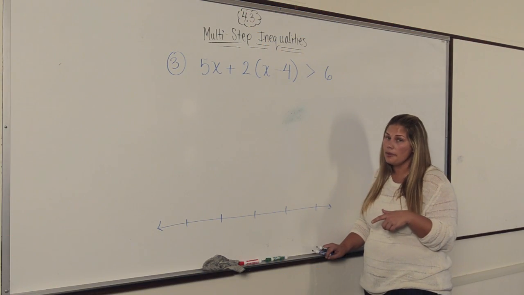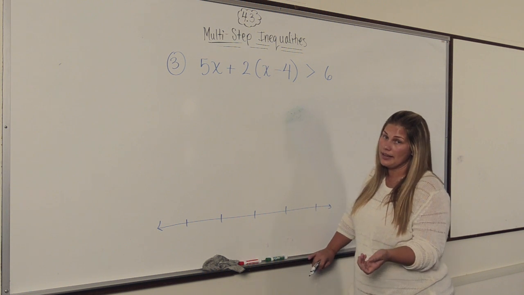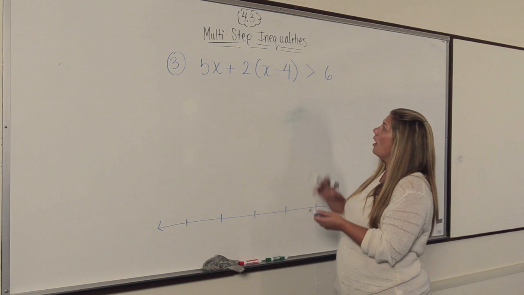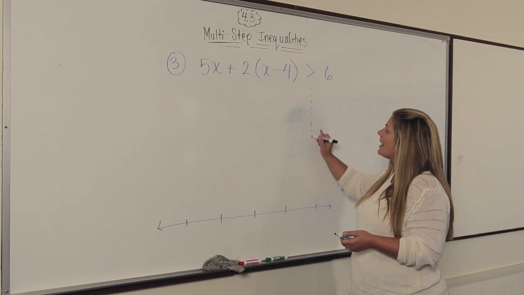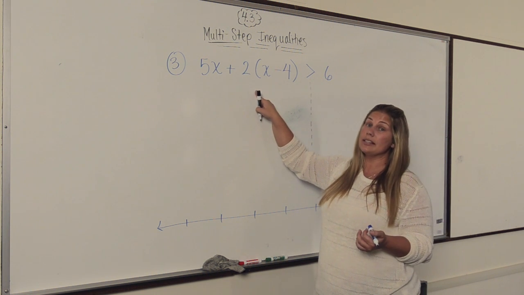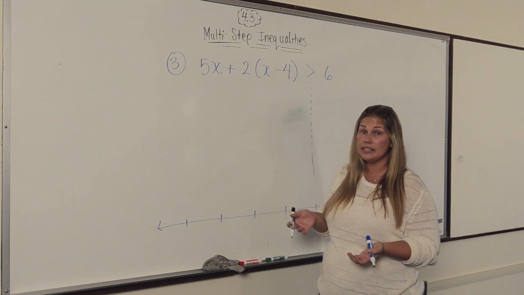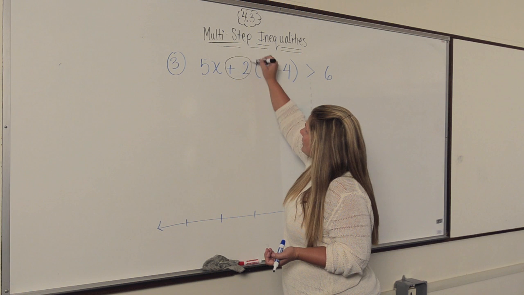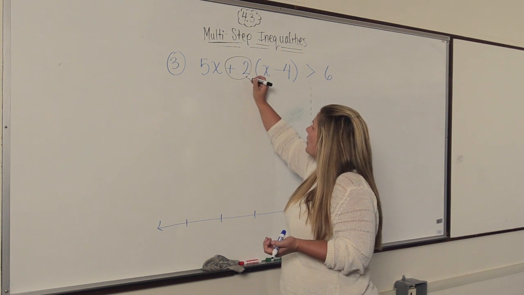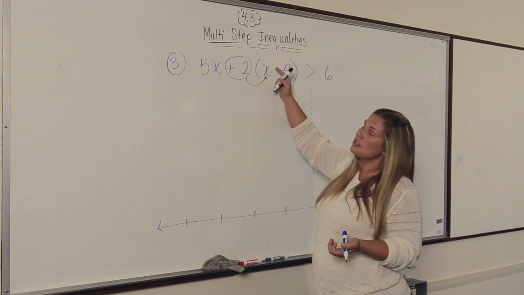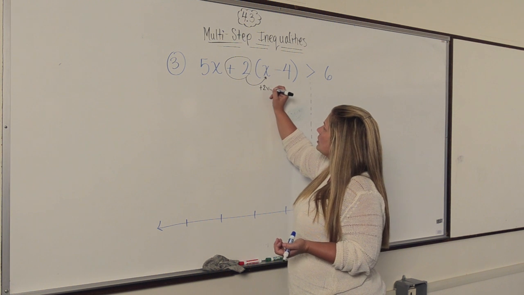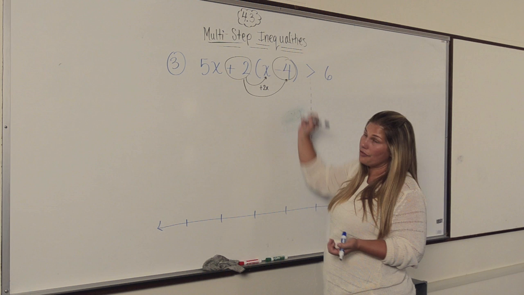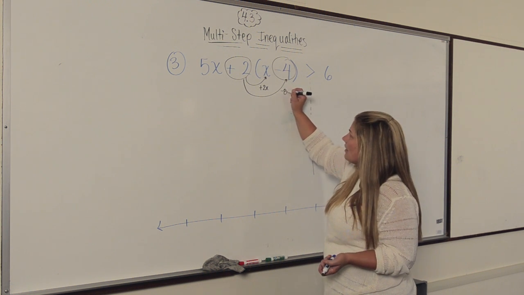So this last problem includes not only combining like terms, but it also includes distributive property all in the same problem. So remember, anytime we have a number touching the parentheses, we have to get rid of those parentheses first, which means we have to distribute. And this is a positive 2 distributing to these parentheses. So a positive 2 times x is a plus 2x, and a positive 2 times a negative 4 becomes negative 8.